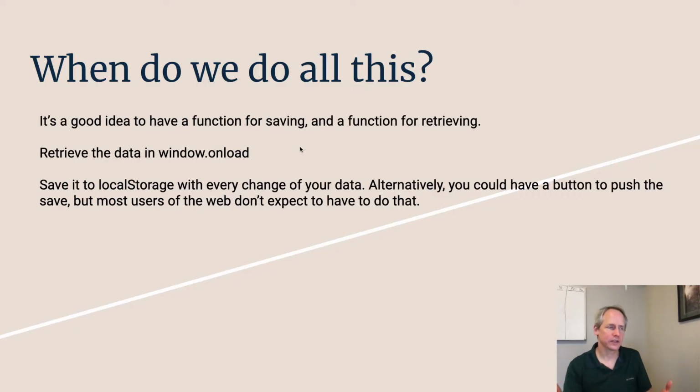When do we do all this? Well, it's a good idea to have a function for saving and a function for retrieving. Those are things that sometimes have to be tweaked a little bit. You only want to write that code once, which makes it easy to maintain. And then you retrieve the data, typically in a window onload, so it's there automatically. You don't have to ask to load it or anything. It just happens. And then you want to save it to local storage with every change of your data.